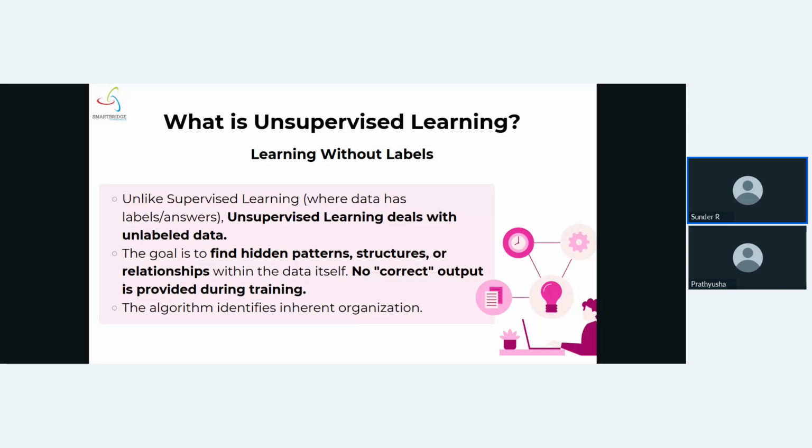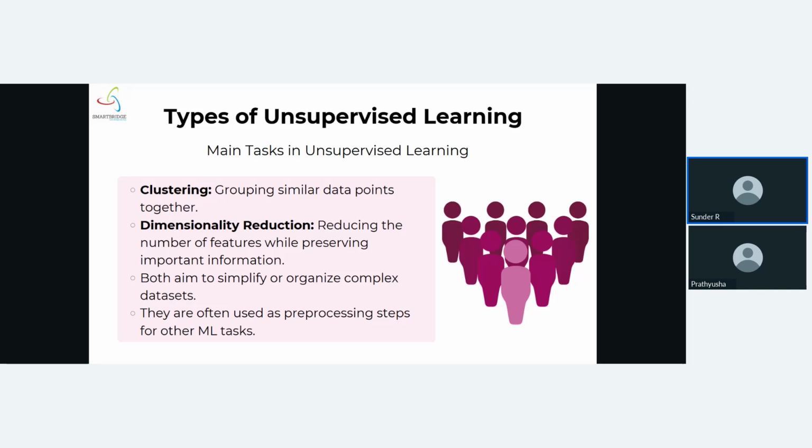In this, we have two types of algorithms. One is clustering and the other one is dimensionality reduction. Under this itself, we have PCA as well. But let's understand this one.